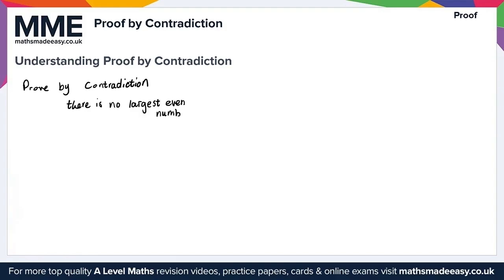What we do to start a proof by contradiction is we assume the original problem we're looking to solve is not true and the opposite exists. If we're looking to prove that there is no largest even number, the opposite would be that there is a largest even number. So we assume the statement's not true, and that there exists a largest even number.